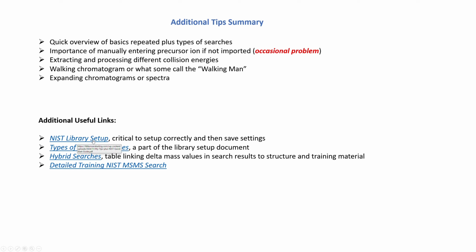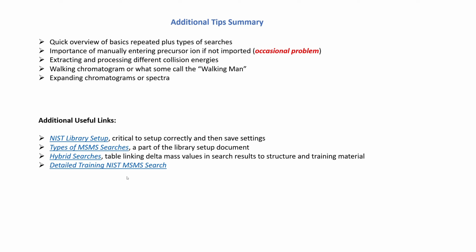One is the NIST library setup, and this is critical to set up correctly, and then the user can just save the settings and should be able to restore them very easily if something happens to a setting while processing. And the types of MSMS searches, there are three, and that's a part of the library setup document. So it's one and the same. Both of these are included in the same document.